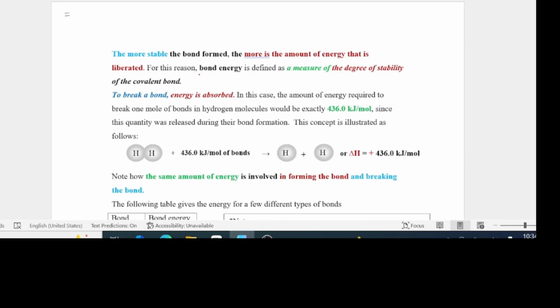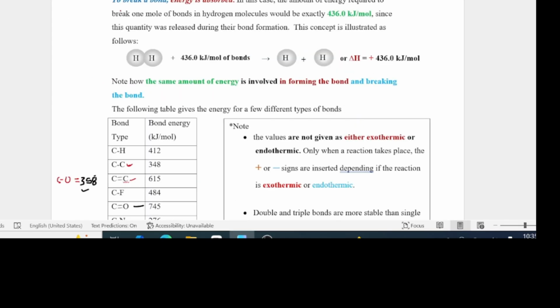There's something about covalent bonds and their stability. The more stable a covalent bond formed, the more is the amount of energy that is liberated. For this reason, bond energy is defined as a measure of the degree of stability of the covalent bond. To break a bond, energy is absorbed.